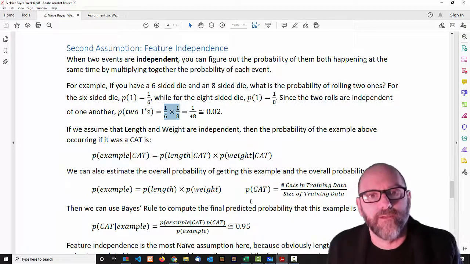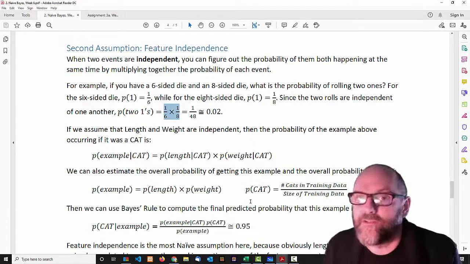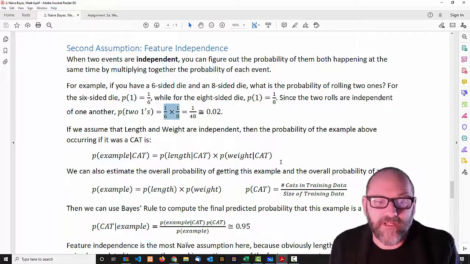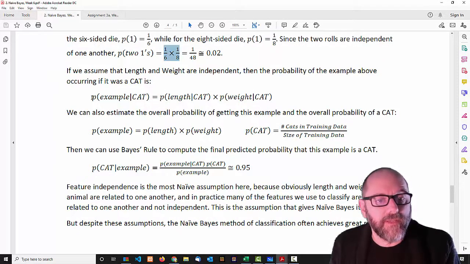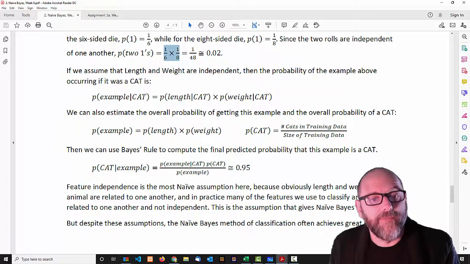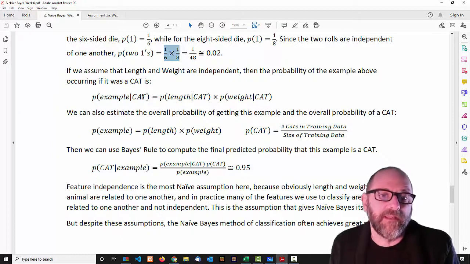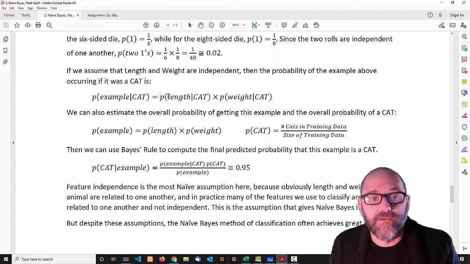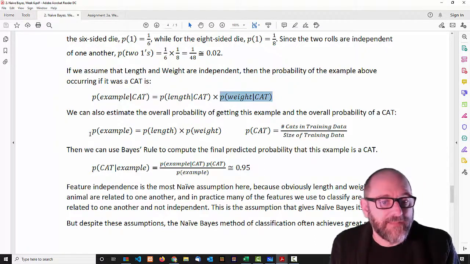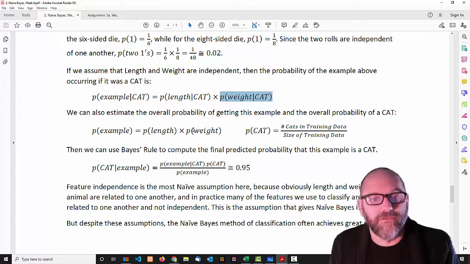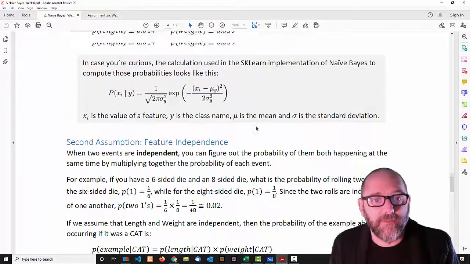It still works surprisingly well, even if the data is not really Gaussian, and even if the data is not independent, which it clearly is not in this case. It still works pretty well. So we do our estimates this way. The probability of getting that example, which means that length and that weight, given that it was a cat, these things are easy to calculate. If we assume it's Gaussian, we just multiply them together. And same here. The probability of getting that length and weight is just those two probabilities multiplied together. And the probability of cat, which is the other thing that we need.